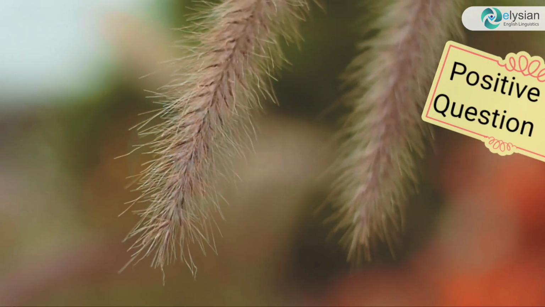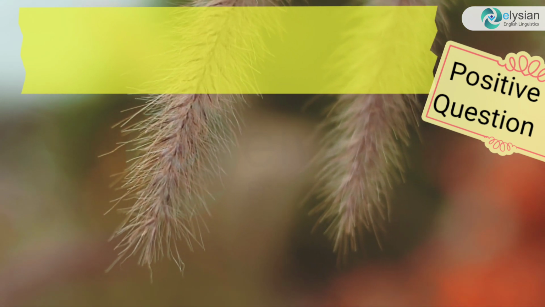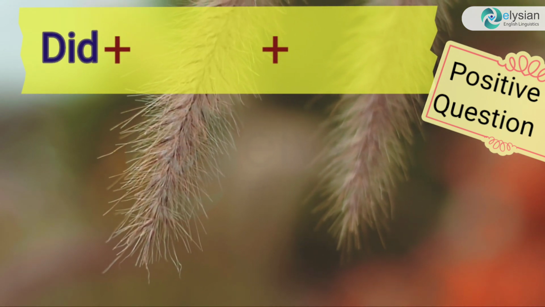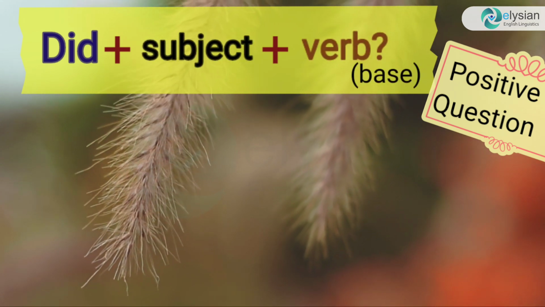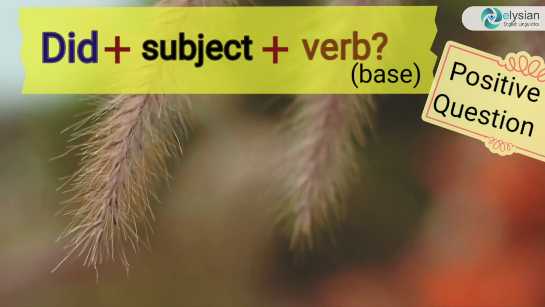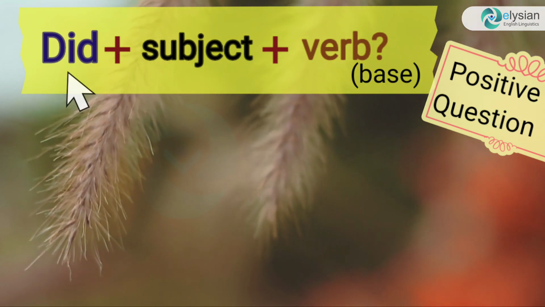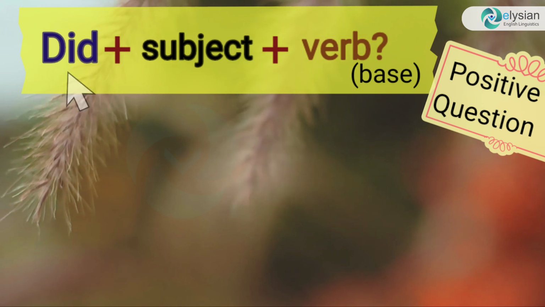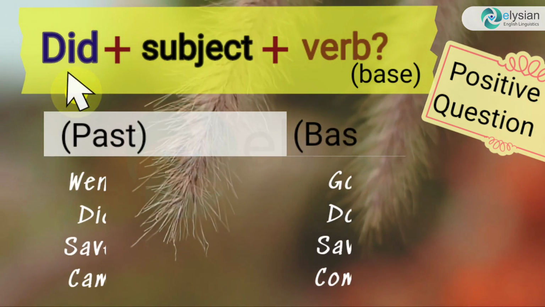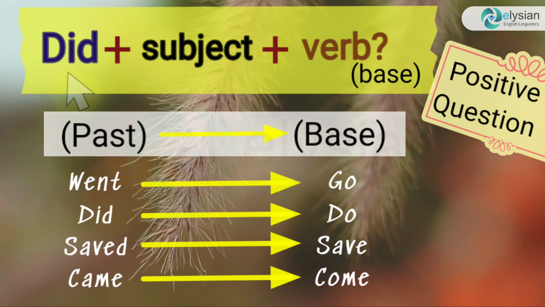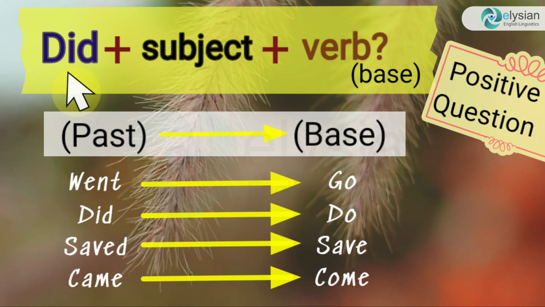Positive question. To make positive questions, we want to use did at the beginning. Then the subject and verb in base form. This is different than positive statement. Adding did at the beginning, we give this sentence the sense of past. Then we change the verb form into base. It is very important and remember that.